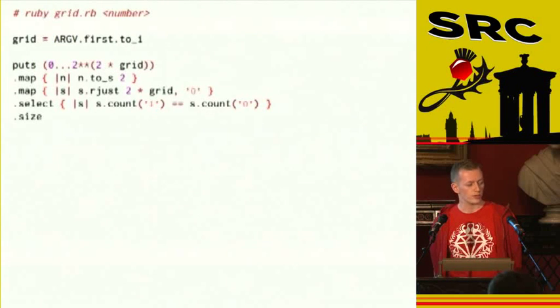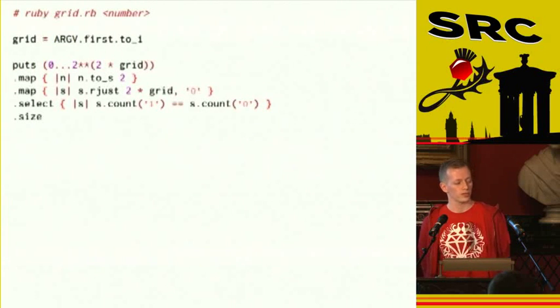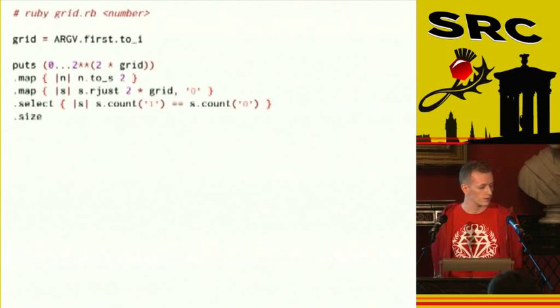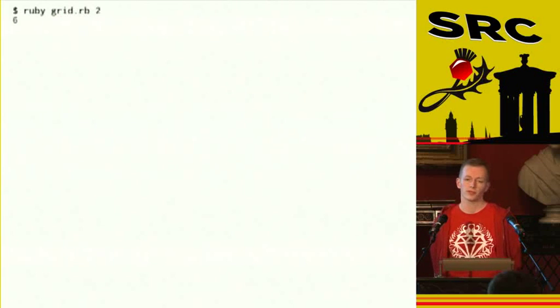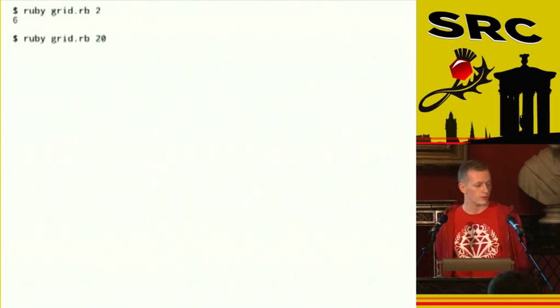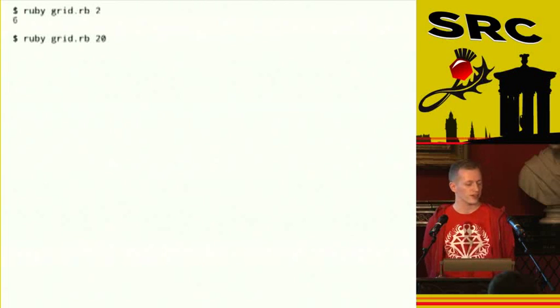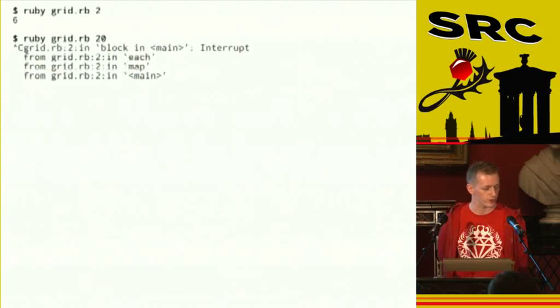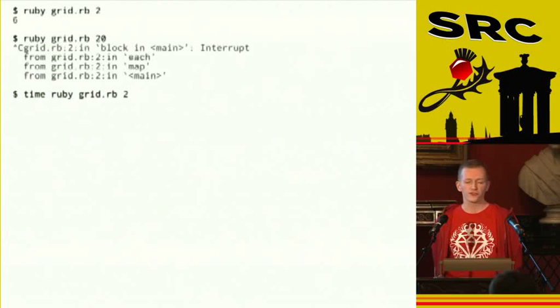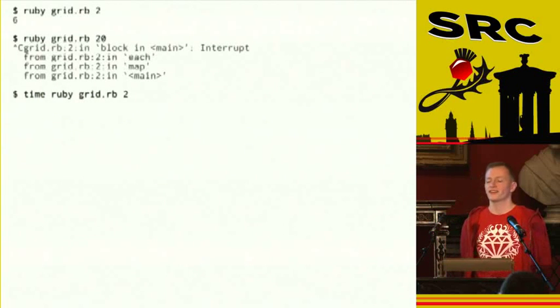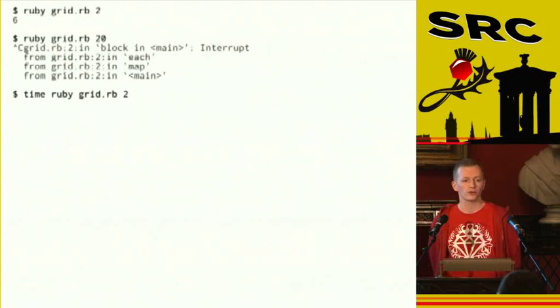If we turn it into a script, you can say ruby grid.rb, then put a number. The number will be read into the grid variable. Very simple script, so let's run it. It prints out 6. That's very cool. We run it for the number 20, for a 20x20 grid, and we wait. We wait, days pass, you do some other things, your computer crunches it, you press Control-C. So you try to figure out what exactly takes so much time. Where is the problem? Maybe we can figure it out.